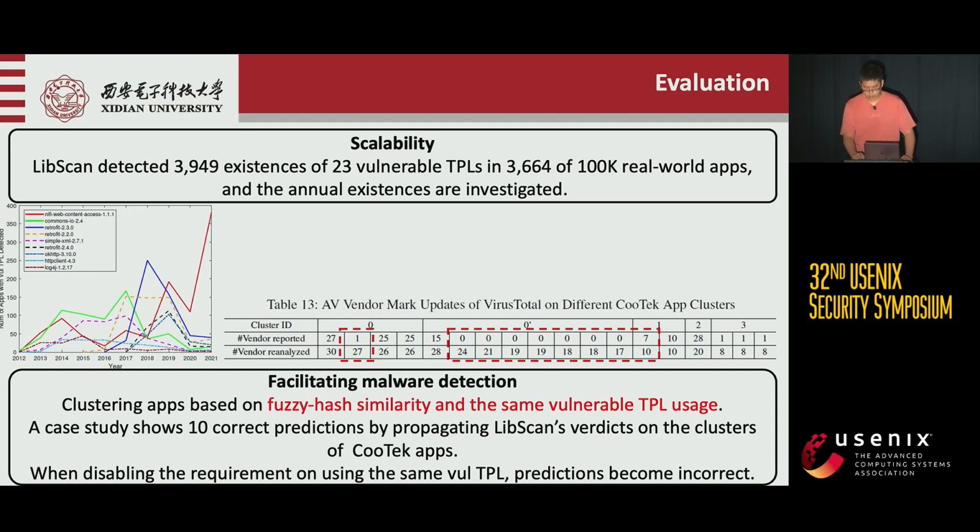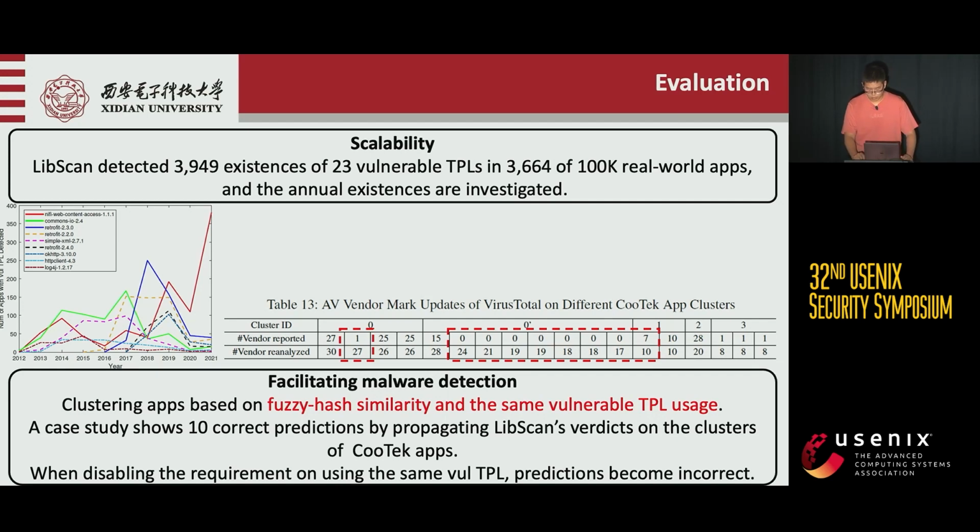This figure shows the annual existence of the top vulnerable TPLs. We noticed that several TPL versions confirmed to be vulnerable long time ago, such as NIF-Web Content Access 1.1.1. Such frequent usage of the old TPLs also inspires us to investigate the app maliciousness potentially correlated with the vulnerabilities of the TPLs. So we have investigated more case studies on using LibScan to help the malware detection.